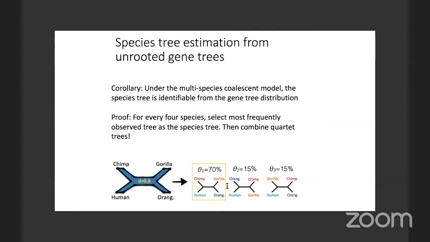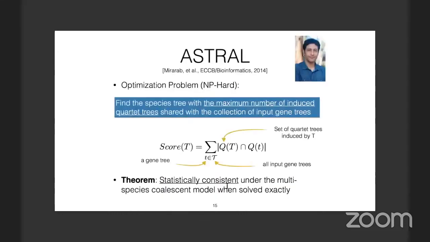And there's this nice mathematical theorem that says under the multi-species coalescent, the most frequently observed quartet tree is the species tree, with probability going to 1 as the number of gene trees goes to infinity. And that gives you a method. It gives you a proof of identifiability and a statistically consistent method, which is to say, just look at all your gene trees, figure out the quartet trees, and then combine the quartet trees. And so that's a method that was essentially solved in Astral.